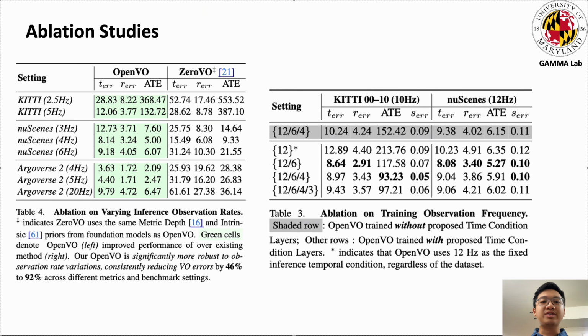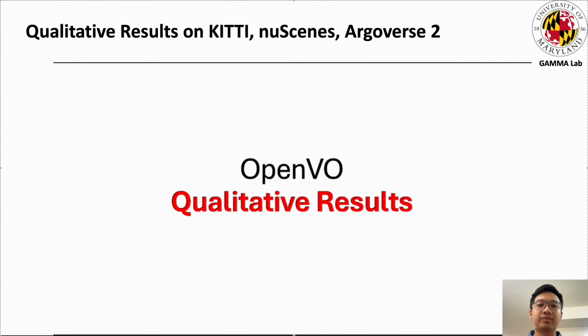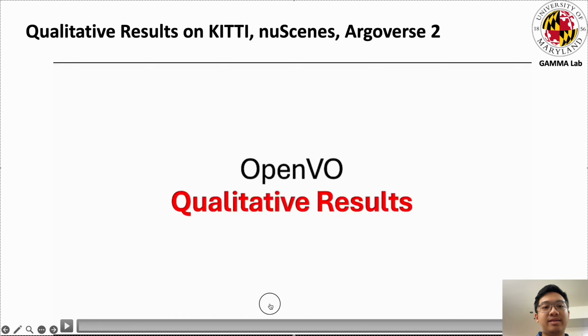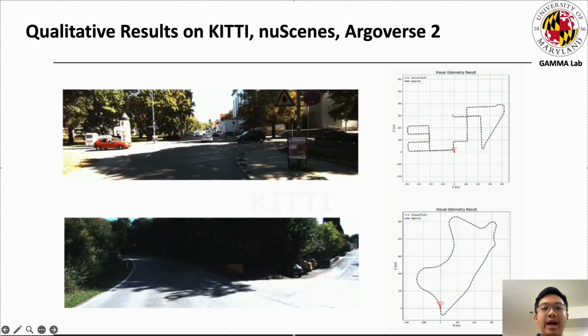Compared with recent works, OpenVO is significantly more robust to observation rate variations. We further investigate whether the network can implicitly capture the temporal dynamics, and observe a notable performance drop on KITTI, as inconsistent motion patterns lead to confusion. This highlights the importance of explicitly modeling the temporal structure for robust learning across multiple timescales. Here are some qualitative results on KITTI, nuScenes, and Argoverse 2.